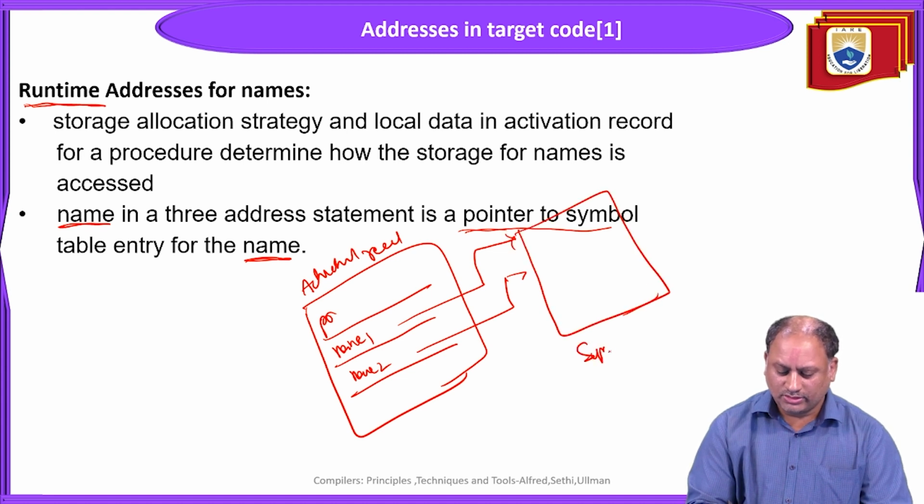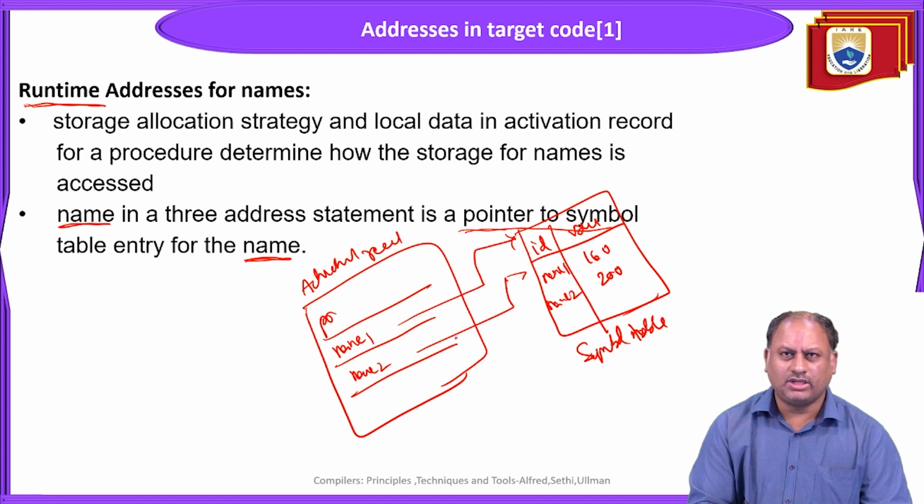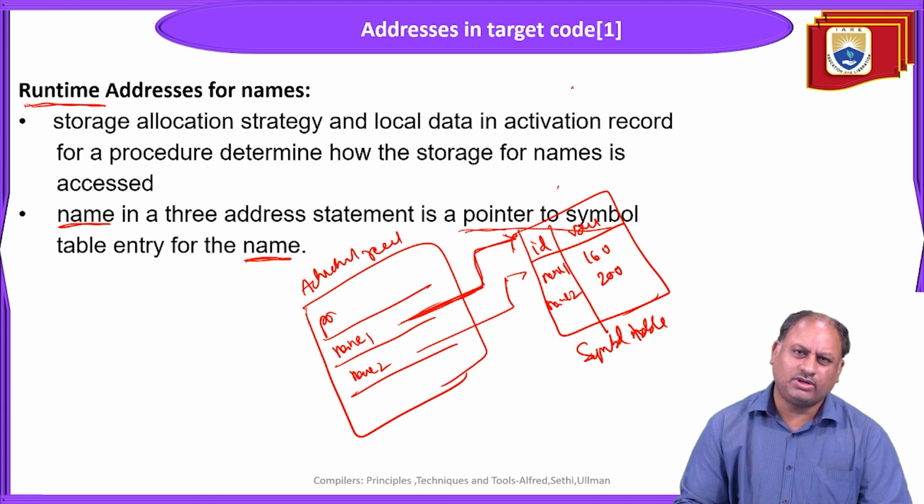The symbol table is written with the corresponding IDs followed by the values: serial number, and ID names with the value. So here name 1 has the corresponding value 160, and name 2 has the corresponding value 200. Whenever a name in the 3 address statement is to be identified, it gives a pointer to the symbol table entry. So this name 1 is the pointer to an entry of the symbol table. This is the symbol table structure.